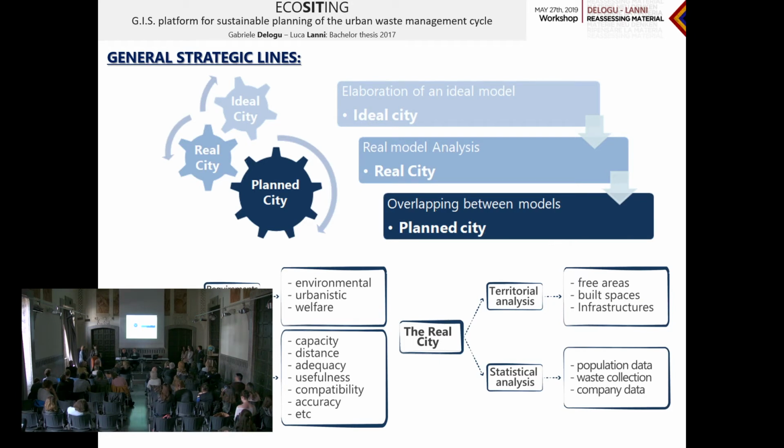which is planning a city by implementing the existing network of structures in order to make the municipal solid waste management cycle more sustainable from an environmental, social, and economic point of view. How should a city be? The model of the ideal city was developed on the basis of sustainability requirements and criteria. How the city actually is: the model of the real city instead has been analyzed from a territorial and statistical point of view. Surely for the future, we would like to combine this method with a process of active participation of the population. I now give the floor to my colleague for the second part of the study.